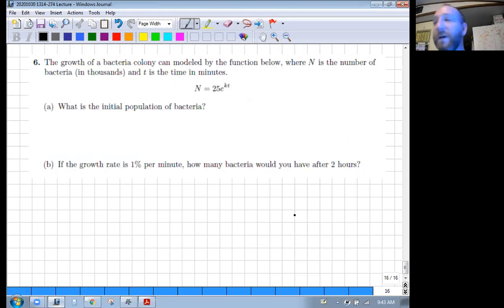All right, the growth of a bacteria colony can be modeled by the function below, where n is the number of bacteria in thousands, and t is the time in minutes. What is the initial population of the bacterium? That's when t is 0.